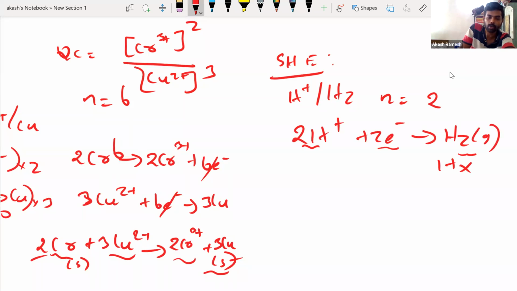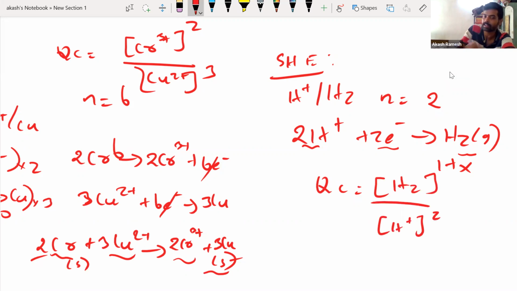So if I want to write the Qc for this reaction, how do I write? Can you tell me? Can I write concentration of H2 divided by concentration of H+ squared? Is it right?